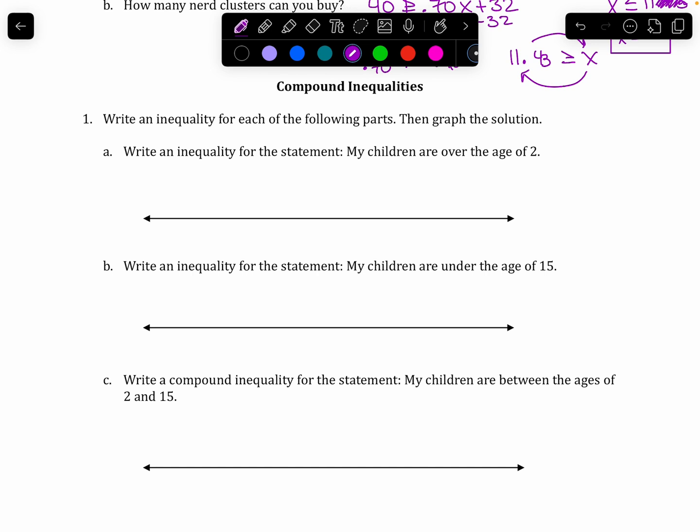Number 1 says, write an inequality for each of the following parts, then graph the solution. So it says, write an inequality for the statement, my children are over the age of 2. So if their children are over the age of 2, we're going to go ahead and create a graph. I'm going to put 2 in the middle. This is 3, this is 4, this is 1, this is 0. My children are over the age of 2. So I'm going to put a circle at 2, and then I'm going to squiggle this direction, okay? Because they could be 3, they could be 7, they could be 12. We don't know. We just know that they are over the age of 2.